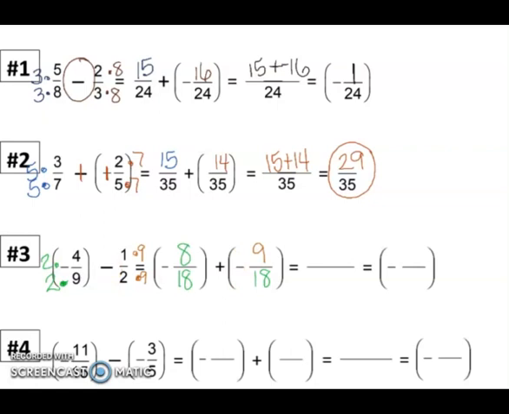So in the numerator, I'm going to have negative 8 plus negative 9 over 18. Those have the same sign, so I'm going to add them together, keep the sign, and that would be over 18.